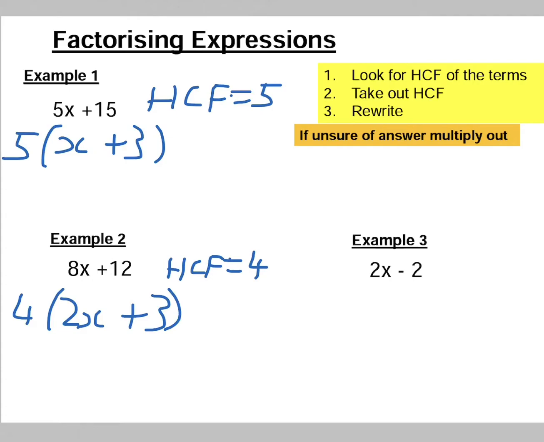The last one then, we have 2x minus 2. So here the highest common factor is 2. So let's take it out. So we have HCF equals 2. So then we have 2, then we have a brackets. So 2x divided by 2, you're just left with x on its own. And then here, so 2 divided by 2 is 1, so we have minus 1. Multiply it out to check, so 2 times x, yeah, it's 2x. 2 times minus 1, yeah, minus 2. So yes, I am correct.